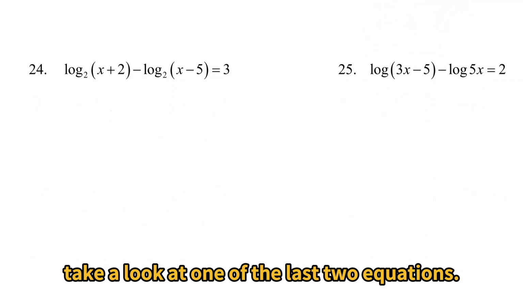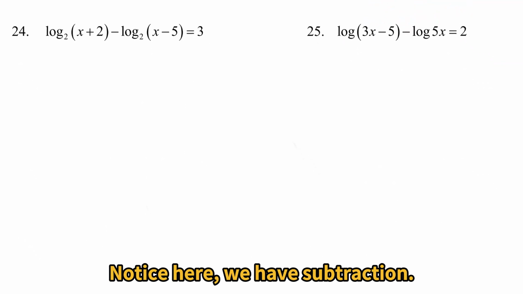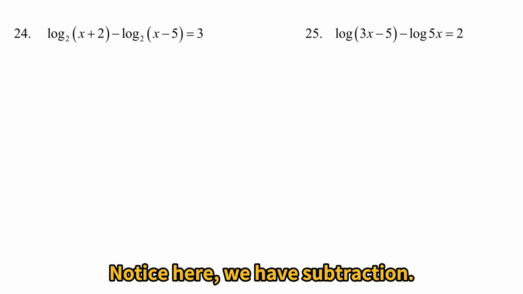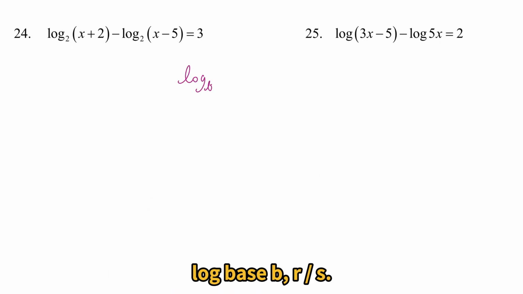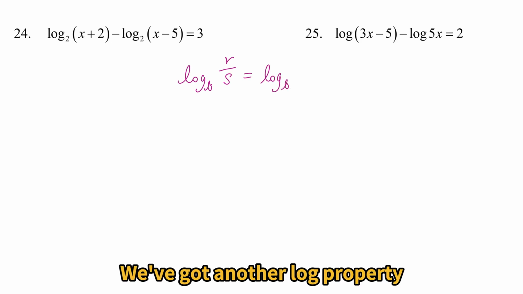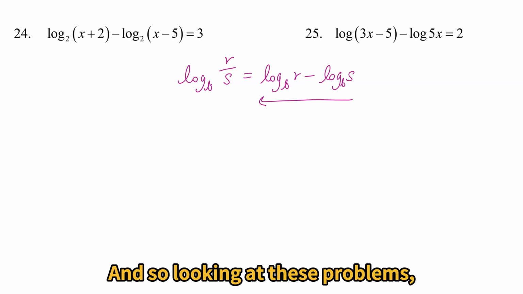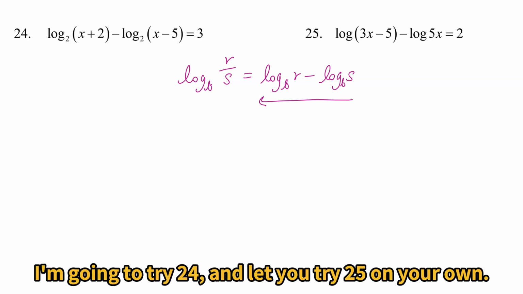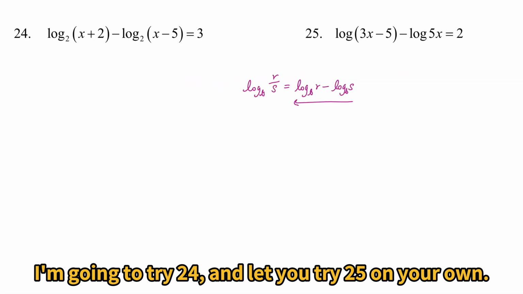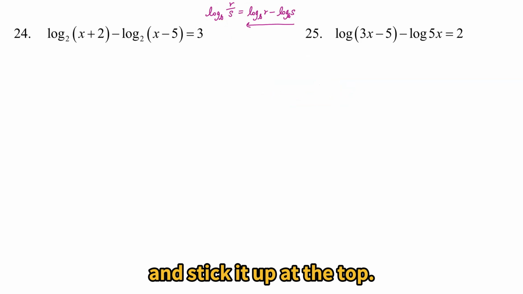And then let's take a look at one of the last two equations. Notice here we have subtraction. So in our subtraction, log base b of r over s, we've got another log property that allows us to turn subtraction into division. Looking at these problems, I'm going to try 24 and let you try 25 on your own. And we'll shrink our little property and stick it up at the top.